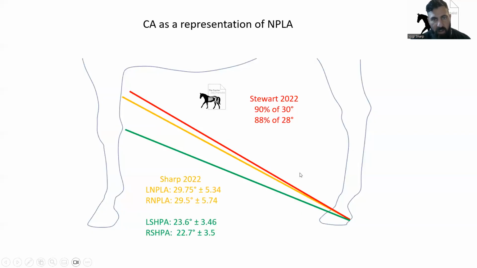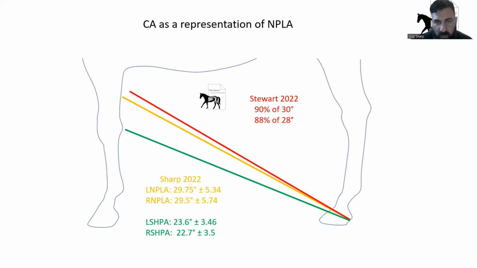Right. Now, there's studies now. This is my personal research, and this is research from a friend of mine, Stewart, his name is John Stewart. He found that 90% of horses with a 30-degree coronet angle had negative palmar or plantar angles.